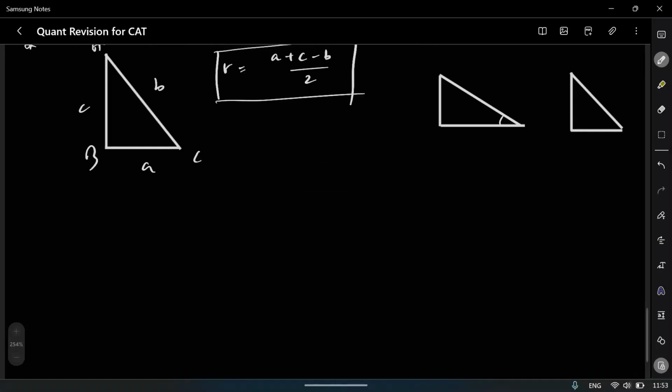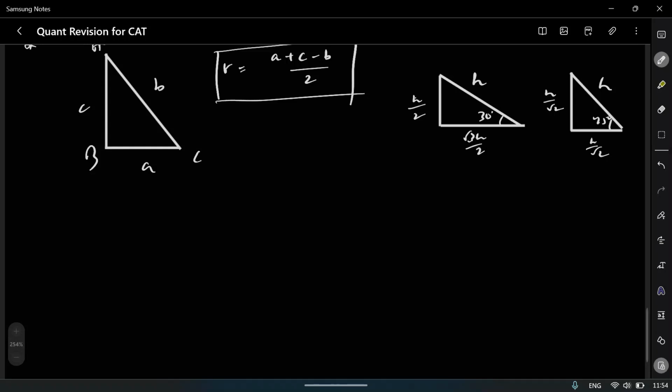Let this angle be 30 degrees. Let this angle be 45 degrees. So let the hypotenuse be h in both the cases. If you know the formula for sin theta and cos theta, you can simply find this. This is h by root 2. This is h by root 2. This is h by 2, sin 30. So root 3 h by 2.